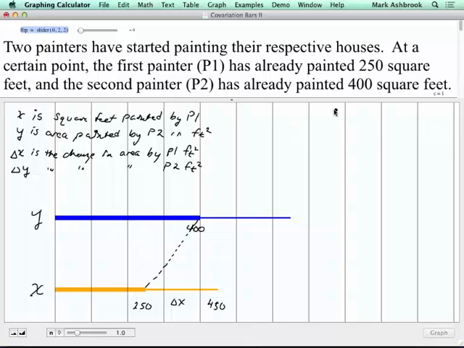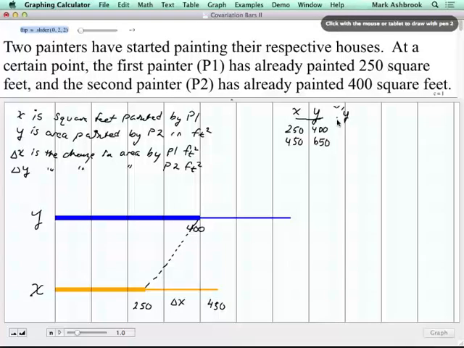Let's take a look at what we could do here. We could set up a table of values, X and Y, and then let's look at Y over X. Okay, so we know that when X was 250, Y was 400. And when X was 450, what is Y? 650. So for each of those, I want you to find the ratio of Y over X. Go.